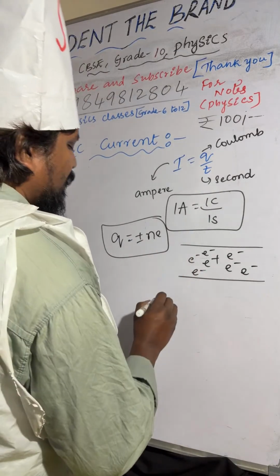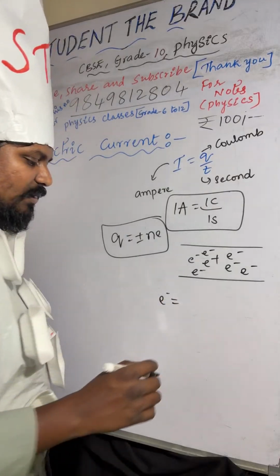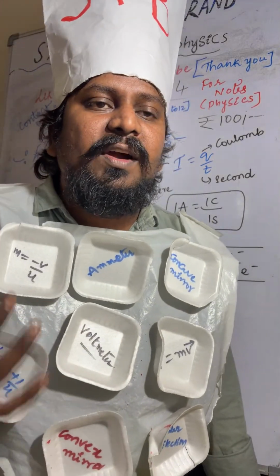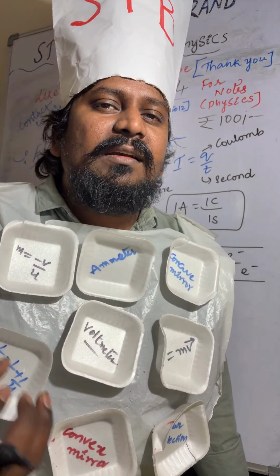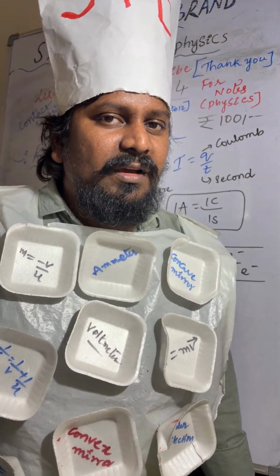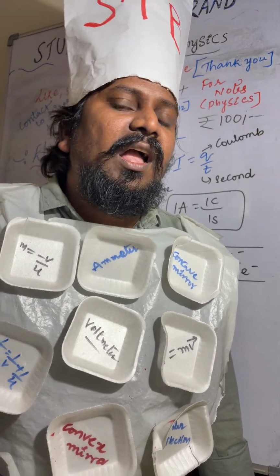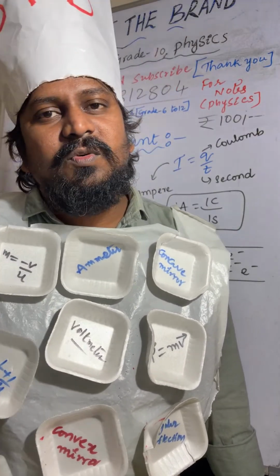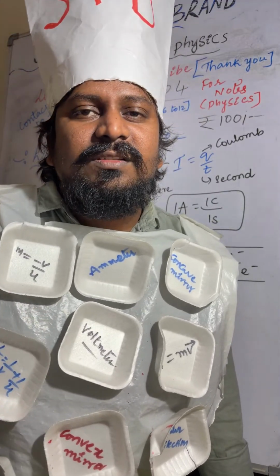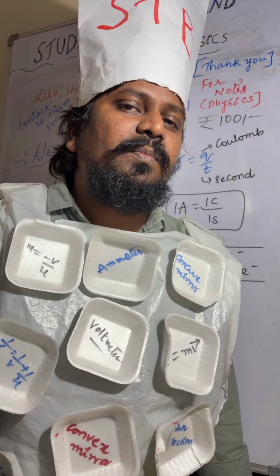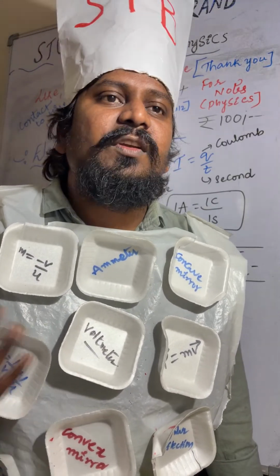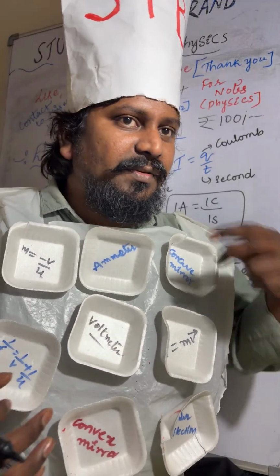Okay. Then how much charge is present on one electron? On one electron, 1.6 into 10 power minus 19 coulomb. In 1 coulomb, how many electrons are present? 6.25 into 10 power 18 electrons. How will you get that? So we will discuss now.